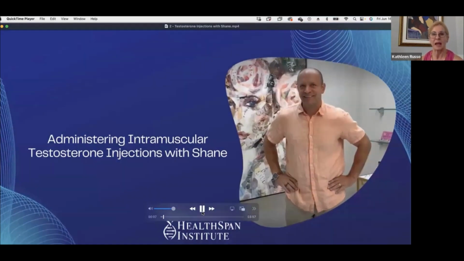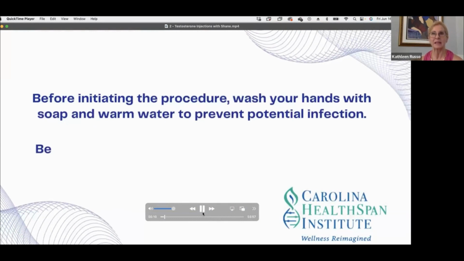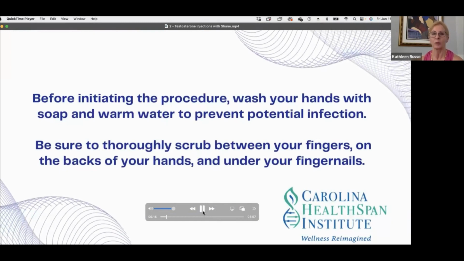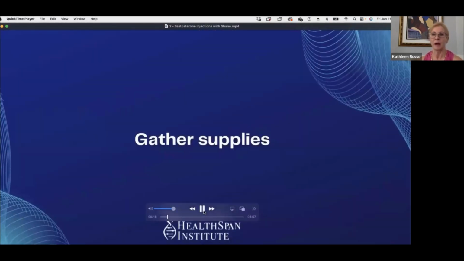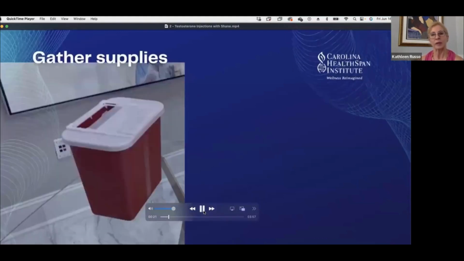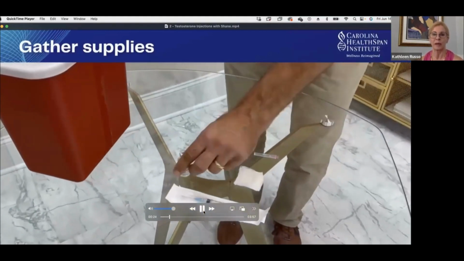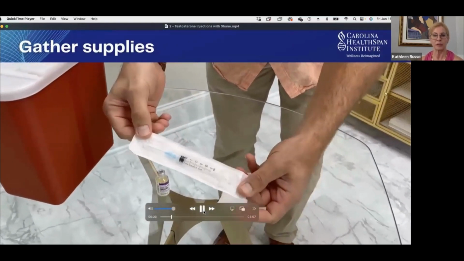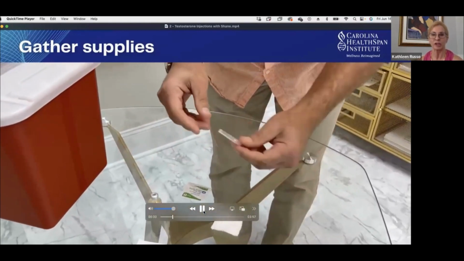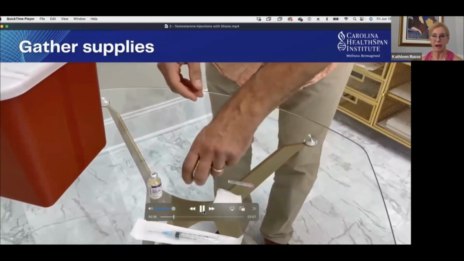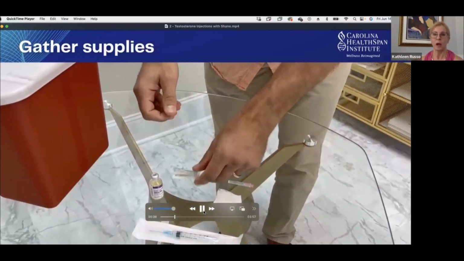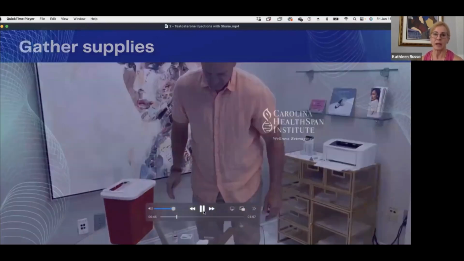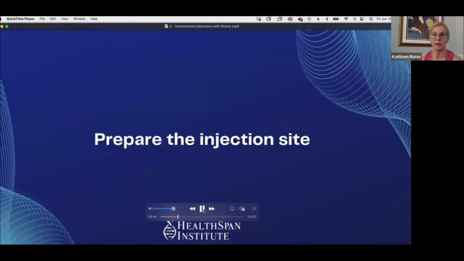Here we have Shane, and he's going to be self-administering a testosterone injection. Again, you want to follow sterile, good hygiene protocol and wash your hands and dry them carefully. Then you'll be gathering your supplies. We start with our vial of testosterone, an appropriate size syringe with the needle for injection, a needle for pulling the medication out of the vial, an alcohol swab, and either some gauze or a cotton ball. We also have a container for safe disposal of the needle and syringe.